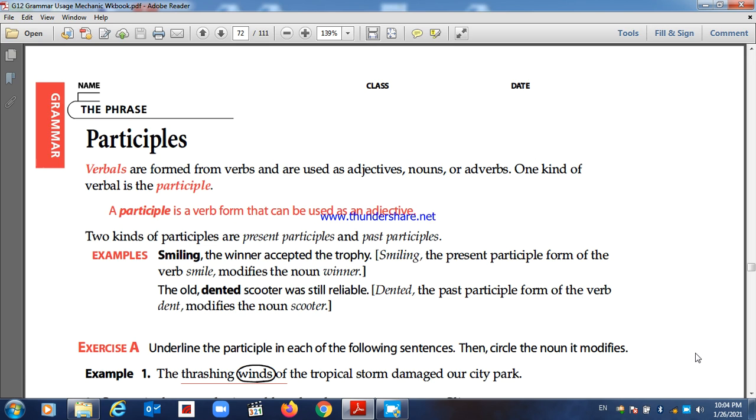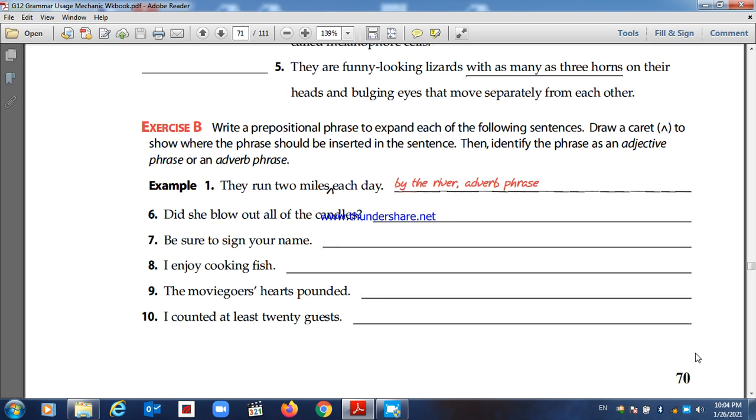Then let's look at exercise number B. Write a prepositional phrase to expand each of the following sentences. Draw a caret. This is not important here. To show where the phrase should be inserted in the sentence, most probably they will come at the end. Then identify the phrase as an adjective phrase or an adverb phrase. That means we are going to write a prepositional phrase to expand the following sentences, and then we are going to identify the phrases, whether they are adjective or adverb phrases. Of course, answers vary. Okay?